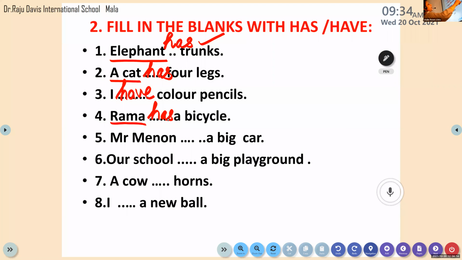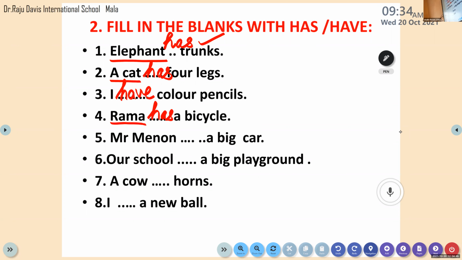Okay, now Ansel. Ansel, come on. Do the next question for me. Mr. Manon dash a big car. Come on, say it properly. Is it has or have? Has. Why? Mr. Manon has. Why are we using has there?